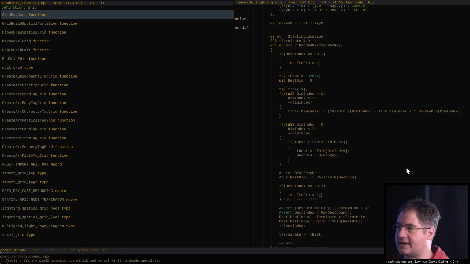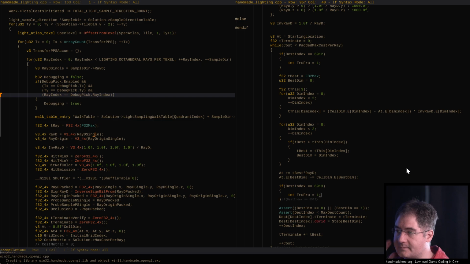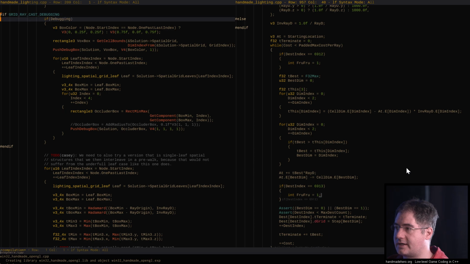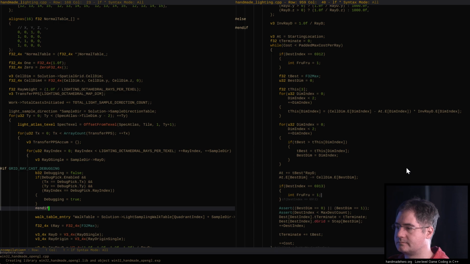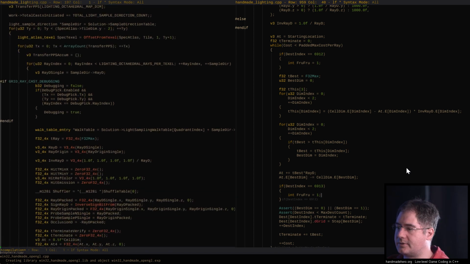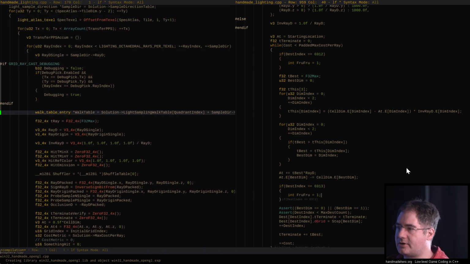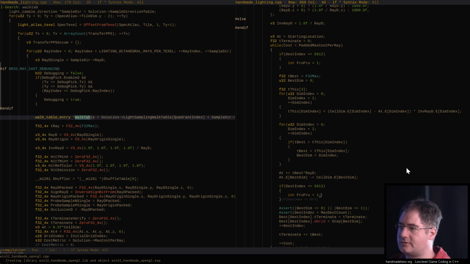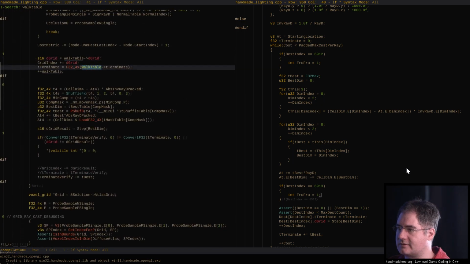So let me look at grid raycast and see what I think. Inside grid raycast, here's the setup code, right? Why that code is not in a grid raycast debugging thing, I don't know. But, you know, what are you going to do? So when we do our setup here, we're loading up one of these ray directions, which we know what it is, and then the walk table is used here.